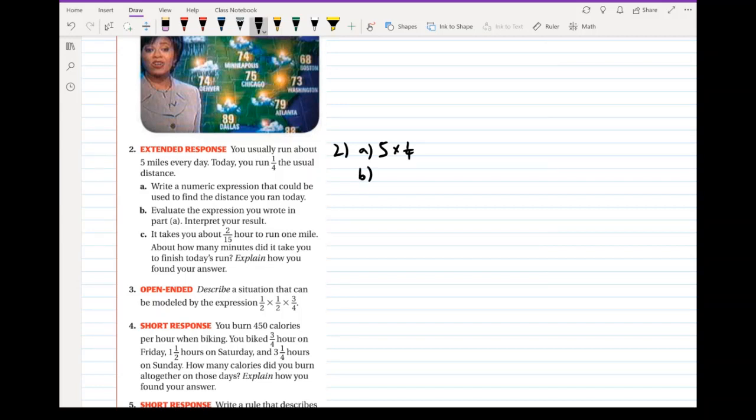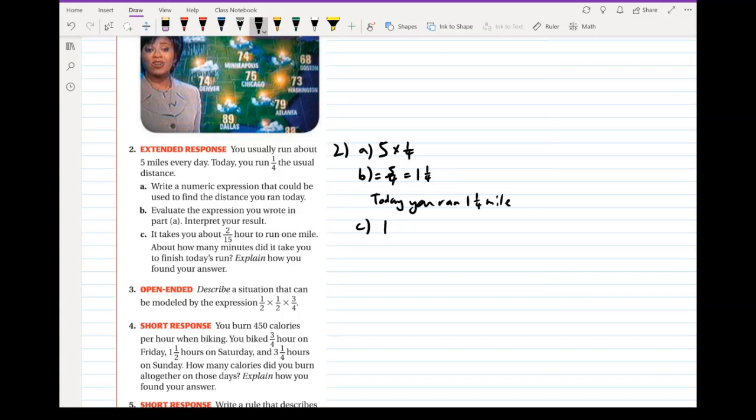And then in part B, we evaluate. That's equal to 5 times 1 at the top. So that's equal to 5/4, which is equal to 1 1/4 mile. And then interpret the results. So you write down, today you ran 1 1/4 mile. Then in part C, it takes you about 2/15 hour to run 1 mile.